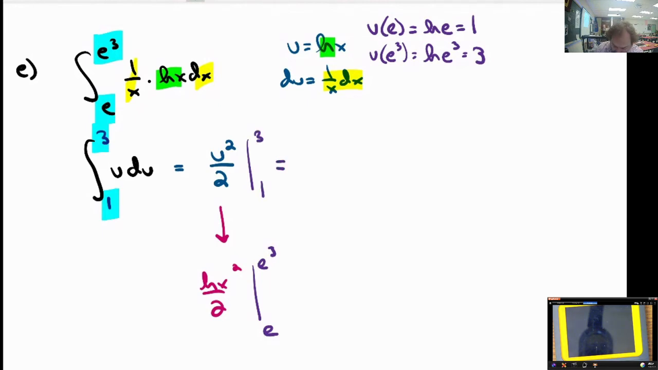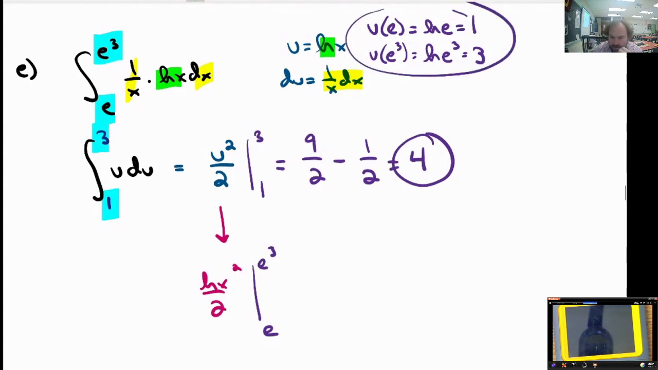This will be 3 squared, which is 9 over 2, minus 1 squared, which is 1 over 2, and that's just going to be 4. If you think about it, if you plug in e to the third anyway, you're going to be doing the same math we already did up here, just adding an extra step to your life. So it's kind of up to you how you want to approach it. The answer to this question is 4, though.